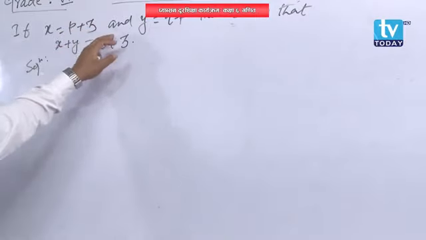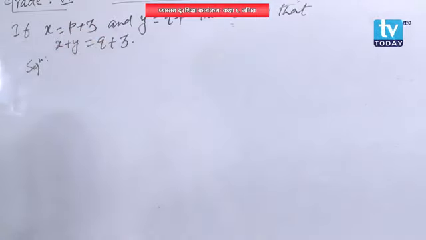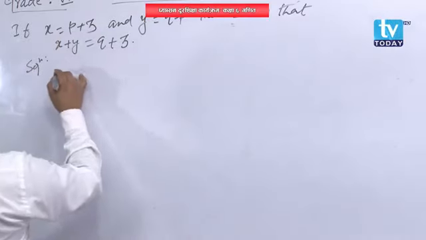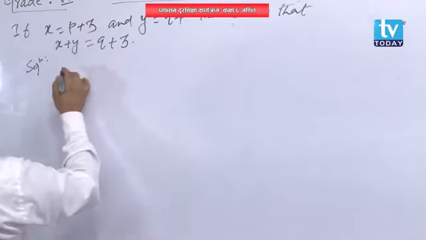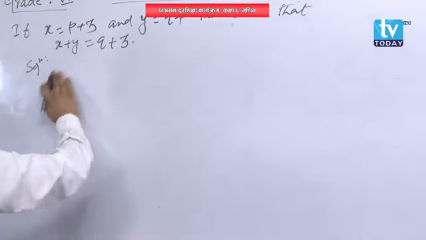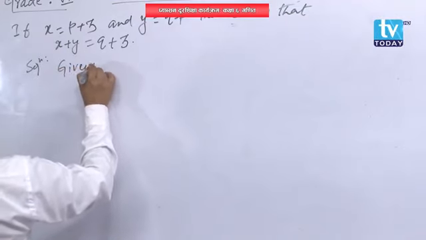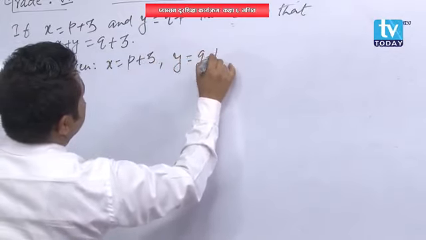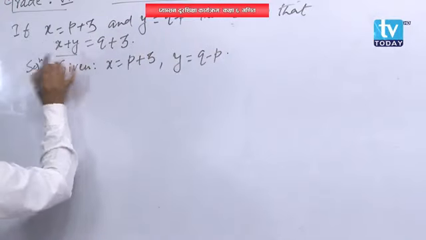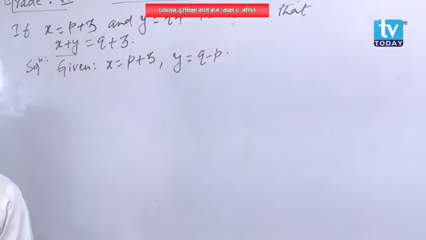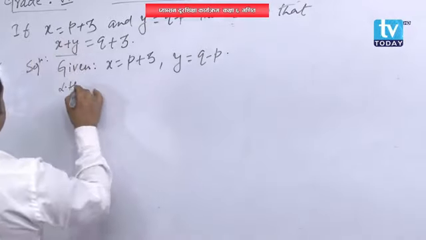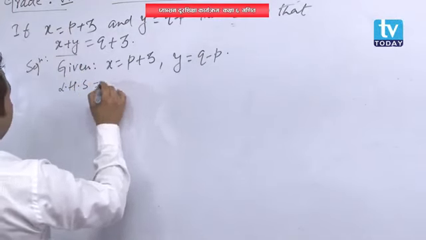Here, x equals p plus 3 and y equals q minus p. And we have to prove here x plus y equals q plus 3. We have to prove this. Here you can write given solution. Here given x equals p plus 3. Is that clear? Then y equals q minus p. Now please check here. We have to prove here x plus y equals q plus 3. So you can write here left hand side. This is the left hand side.